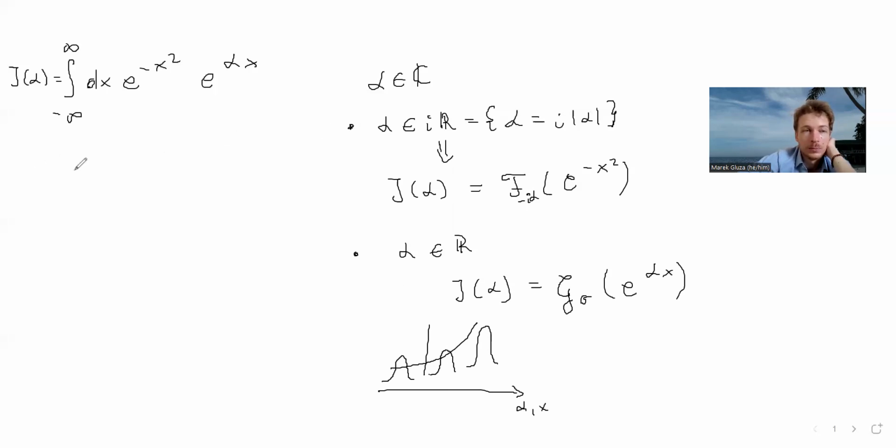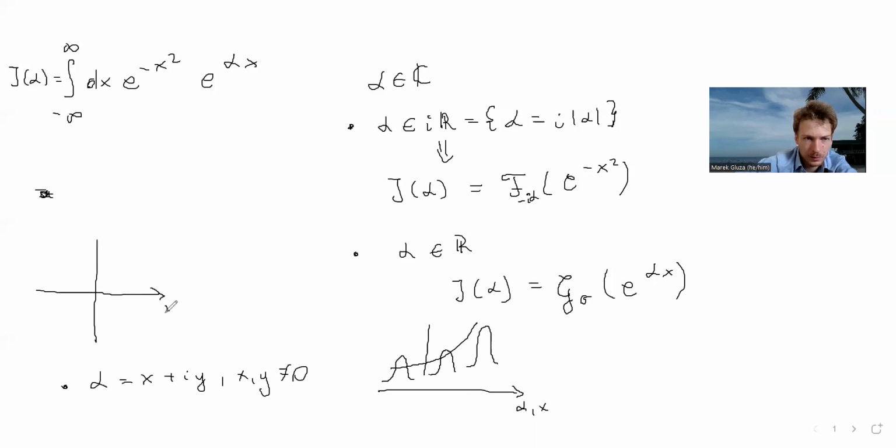So those are the two regimes. And then an interesting regime is the intermediate case. Alpha is equal to x plus iy, where x and y are both non-zero. In this case, what we have is in some way a combination of both those things. So we should view the complex plane x, y, and then the point x0, y0.